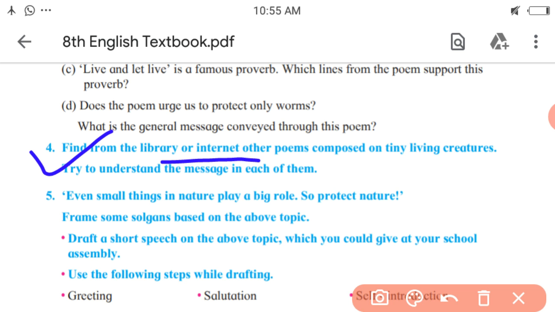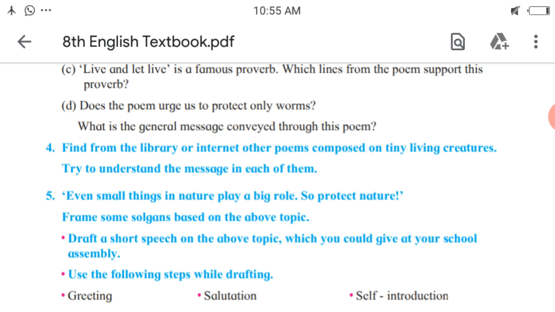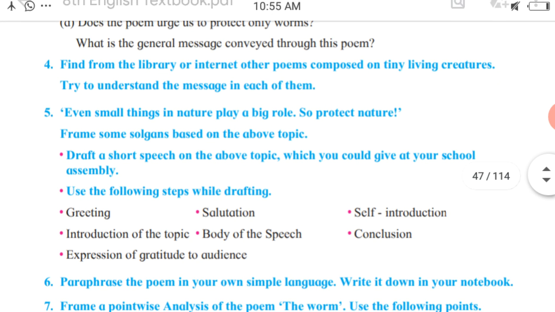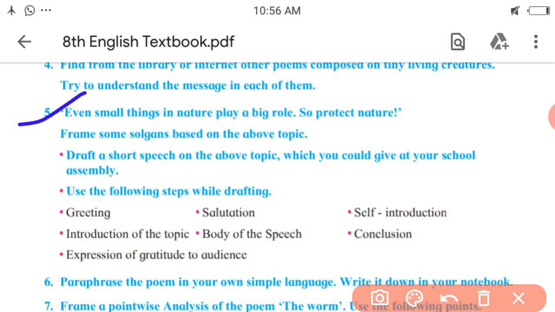All these things are seen in such poems. So, find such poems on the internet or in the library. Next, fifth activity: even small things in nature play a big role. So protect nature. Frame some slogans based on the above topic.